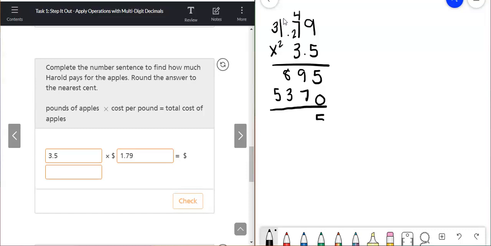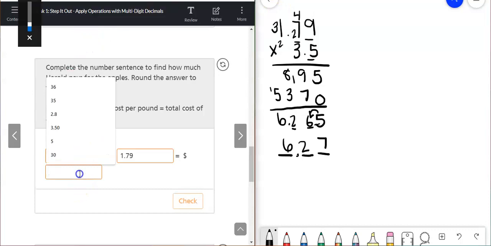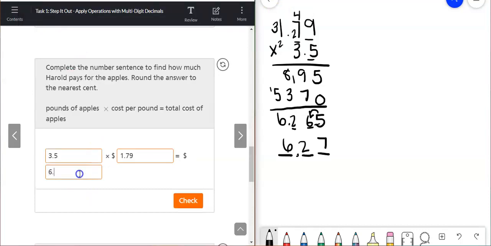3, 4, 5. I'm going to add that together. Okay, we have 1, 2, 3, and 1, 2, 3. So when we do money, we only have this space, this, and this. I know my 6 is going to go here, my 2 is going to go here, but we have this extra 5. The 5 tells the 6 to go up to 7. So I get $6.27.